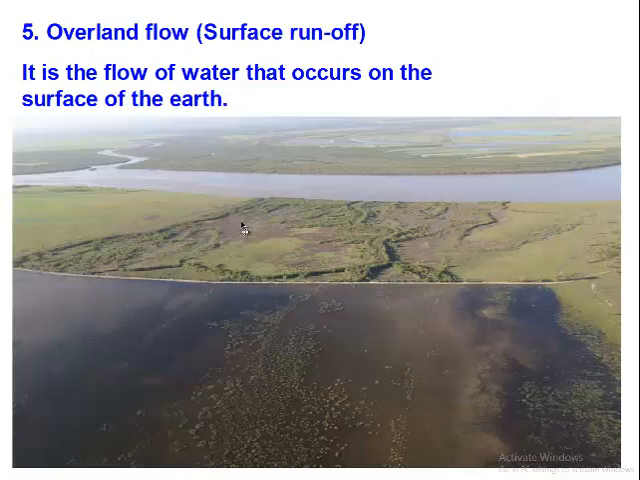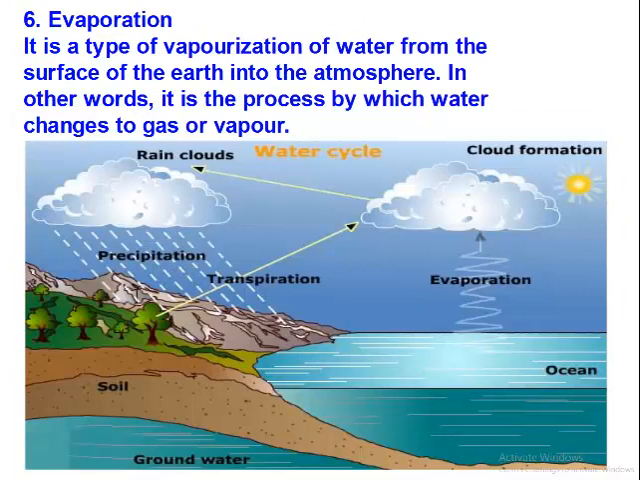Then we have overland flow. The overland flow is the water that flows on the surface of the earth. So now we know the terms associated with the processes involved in a drainage basin.